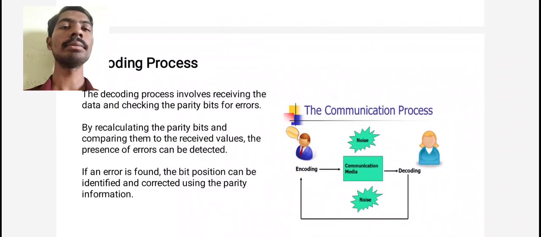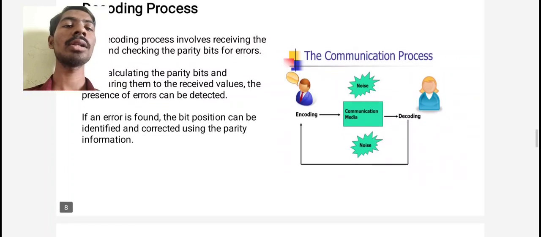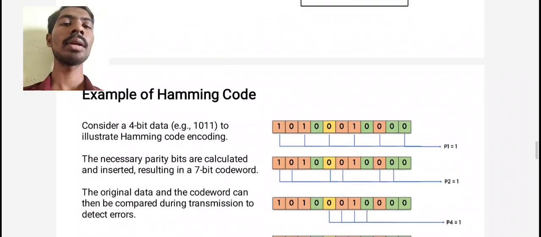Decoding process. The decoding process involves receiving the data and checking the parity bits for errors. By recalculating the parity bits and comparing them to the received values, the presence of errors can be detected. If an error is found, the bit position can be identified and corrected using the parity information.